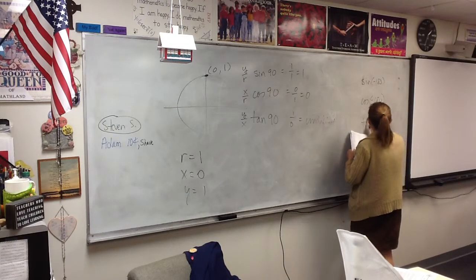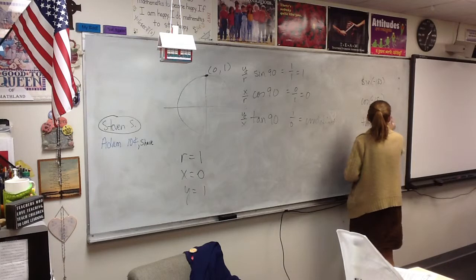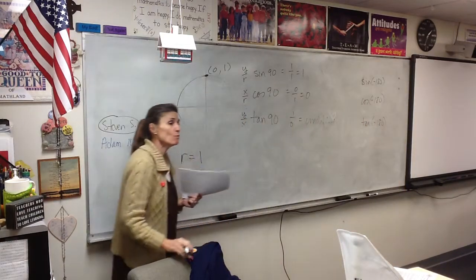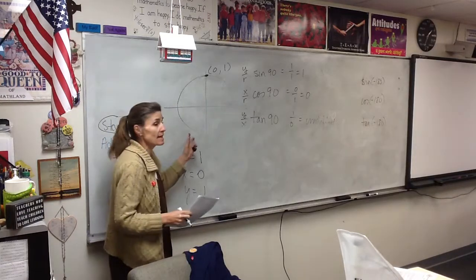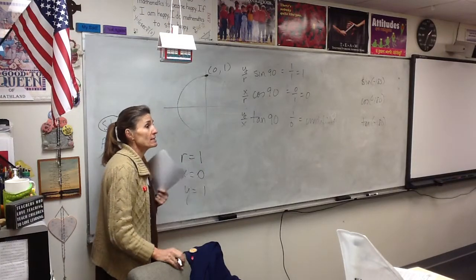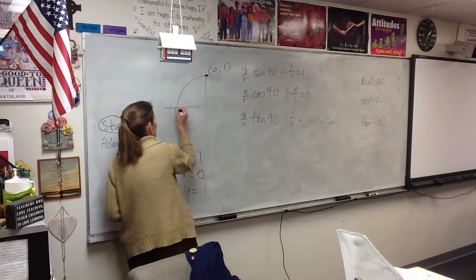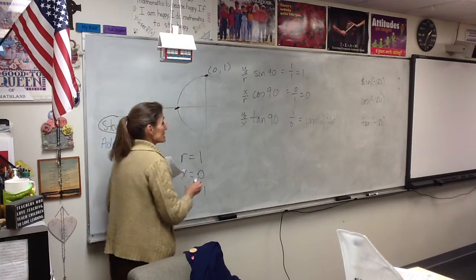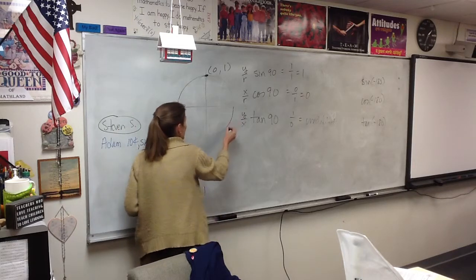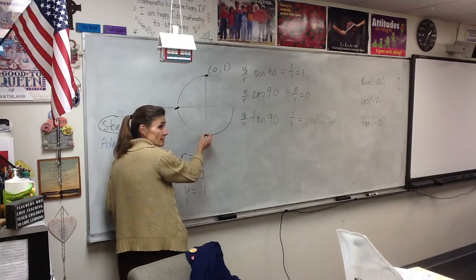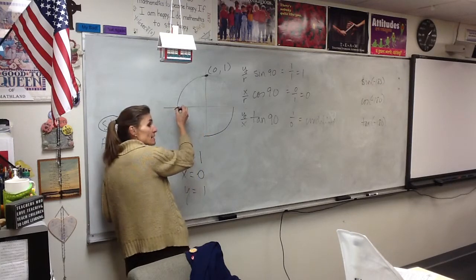Now, for the next one, the next one is negative 180. Now I'm going to use the same circle. Where is negative 180? Right here. Boys and girls, negative means go this way, right? So this would be negative 90. This would be negative 180.